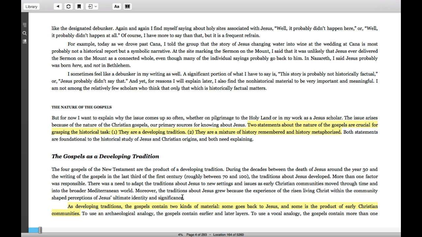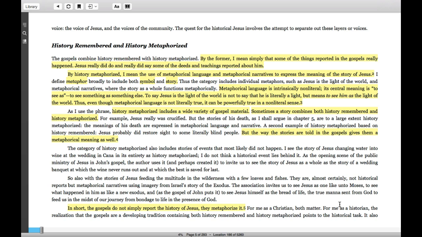In other words, the Gospels we know were written sometime, and he says it right here, between the years 70 and 100. Some scholars put it at 65 and 90 of the Common Era. Now, if you think of when Jesus died in the year 30 of the Common Era, that's 35 to 60 years after his death. And if that's the case, is Marcus Borg trying to ask, are the Gospels simply reporting what Jesus did? So he says they contain two types of material, some that go back to Jesus and some that are the product of the early Christian community.